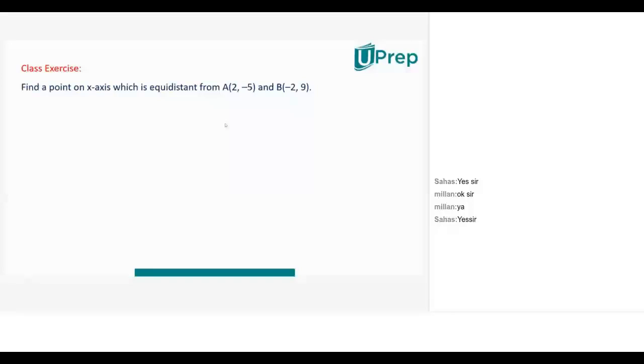Right? You solve this problem. I'll not even mention any hint. I'm sure you can solve this. Right? Yeah, Arnav, trying to say something? No, sir. Find a point on x-axis which is equidistant from A (2, -5) and B (-2, 9).